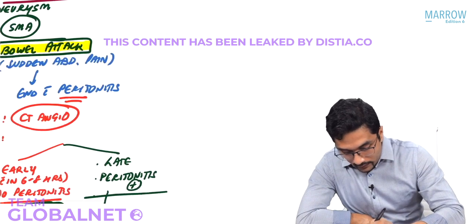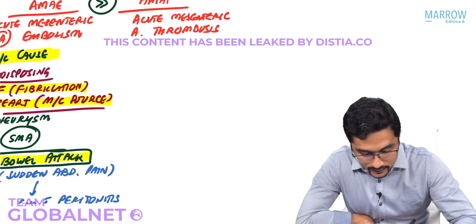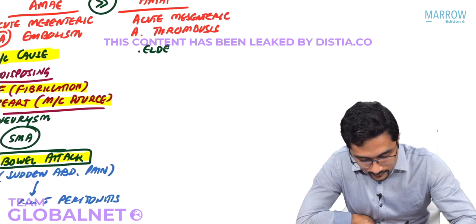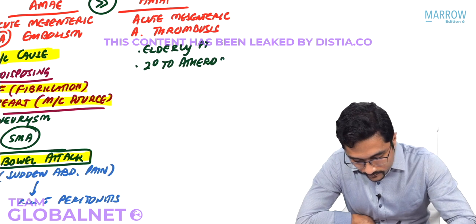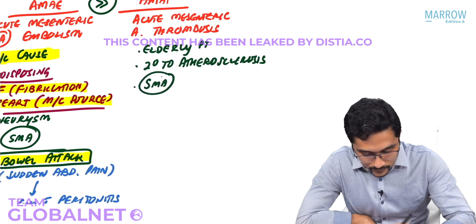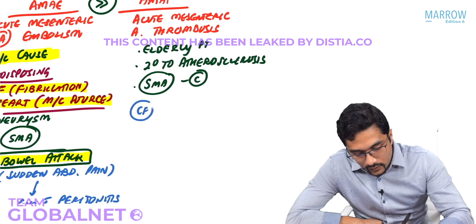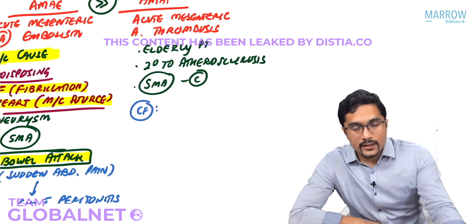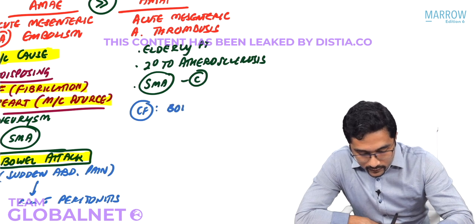On the other hand, you have acute mesenteric artery thrombosis. Acute mesenteric artery thrombosis will be seen in elderly patients. It is secondary to atherosclerosis. And this also commonly involves the superior mesenteric artery. So the clinical features of mesenteric artery thrombosis: the patient is going to come with bowel angina.